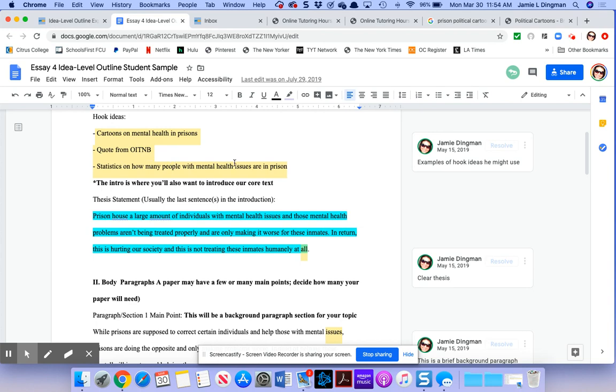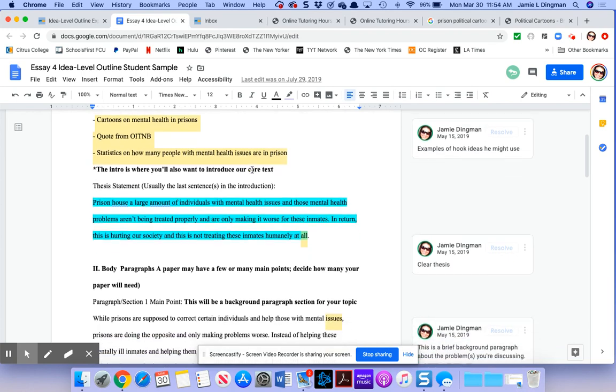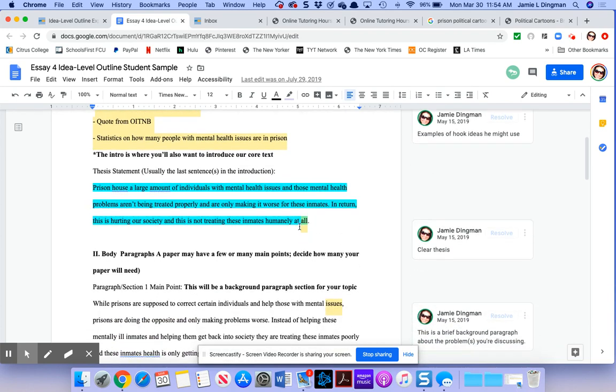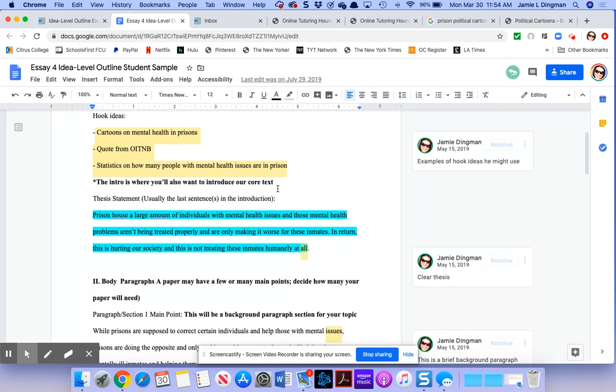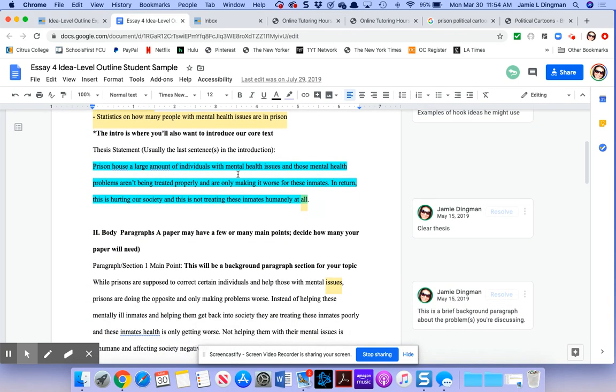You can also look at statistics on how many people are dealing with mental illness or mental health issues in prison. This is very specific to this person's essay, okay, but there's just some examples. So the intro is where we're going to focus on summarizing Orange is the New Black for our text, but we don't have to worry about that right now.